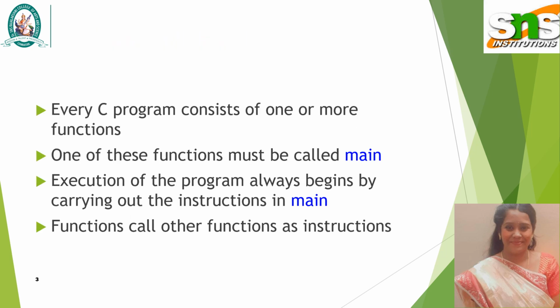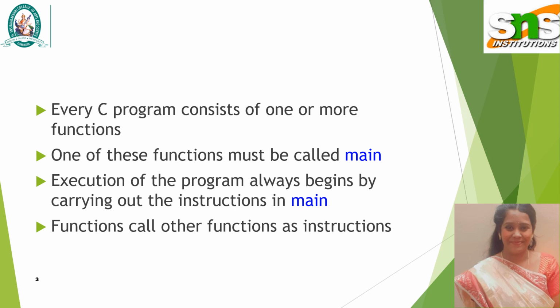Every C program consists of one or more functions. One of these functions is called the main function. Without the main function, we cannot execute a program in C programming. The execution of the program always begins with the main function. The main function may be a void main function or an int main function. When we use a void main function, we don't return a value. When we use an int main function, we have to return a value.